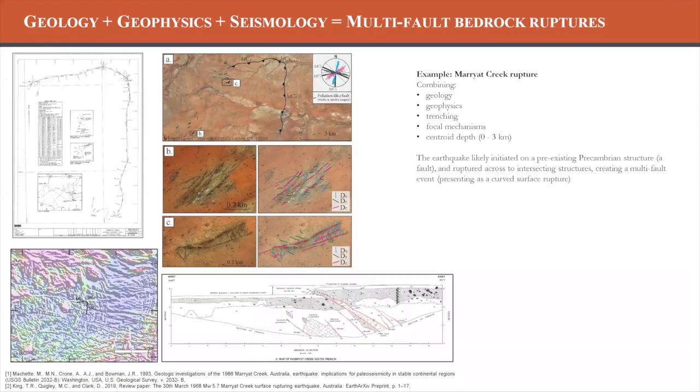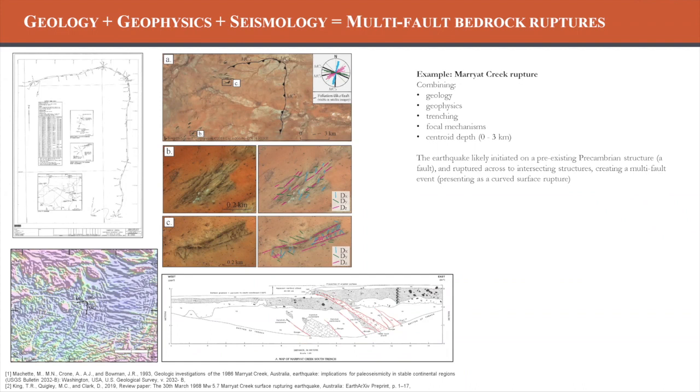And just to add a last piece of evidence for this, there was some trenching work done across the Marriott Creek surface structure in the central area here where we see the maximum slip. In these trenches, they found bedrock on both sides that hadn't been offset previously, which I'm going to come back to in a little while. But for the purposes here, they found this bedrock on both sides, and they realized that the historic surface structure had cut through this Precambrian fault system.